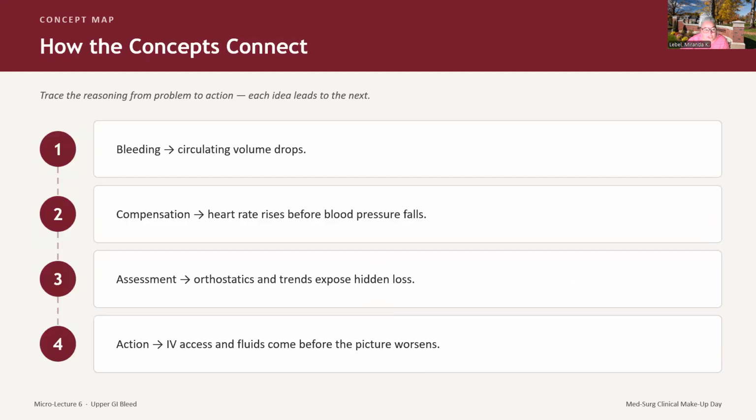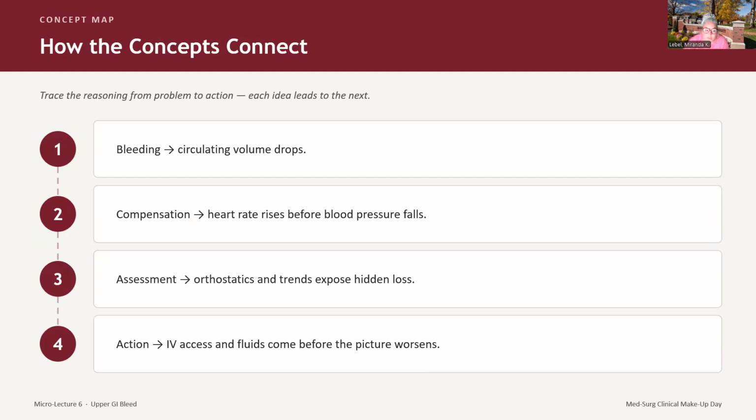So our concepts connection is we have bleeding somewhere. Our circulating volume is going to drop. Our compensation is going to happen. So that heart rate is going to rise because what volume it has, it's going to try to get around quicker. The heart rate is going to rise first, and then the blood pressure is going to fall, but that heart rate is still going to rise.